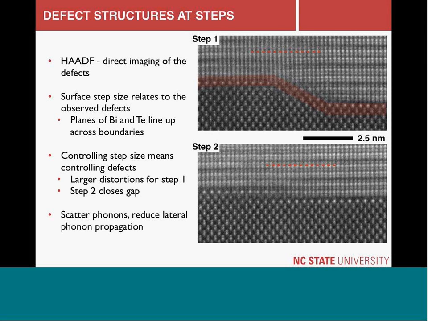Right? By putting in larger steps, you can cause more distortion, or with smaller steps, you can cause less distortion. What it means is that you can scatter phonons. What these steps ultimately mean is that you're scattering phonons across that boundary, so you're able to engineer the thermal conductivity of the films in these regions. So it puts in decreased thermal conductivity, right?